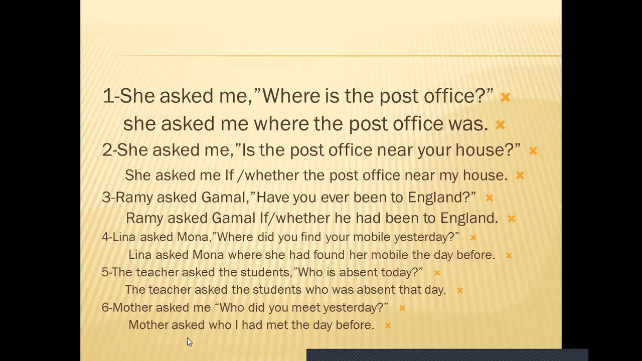Now let's move to another rule. Be careful. Here in number 5 and 6 we have what? Who. But look at number 5: the teacher asked the students, who is absent today? The answer will be what? Rami is absent today. So Rami is what? The teacher is asking about the subject. In this case, what are we going to do? We said that after who you write the subject, but here who is going to replace the WH question and at the same time the subject. Clear?